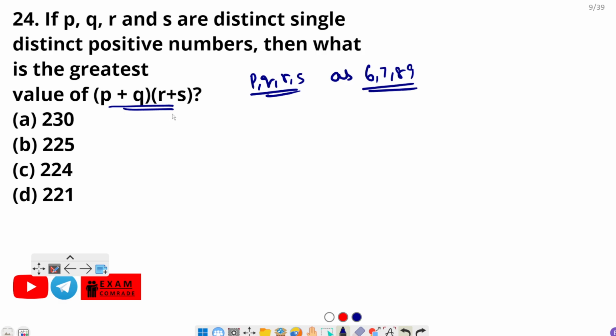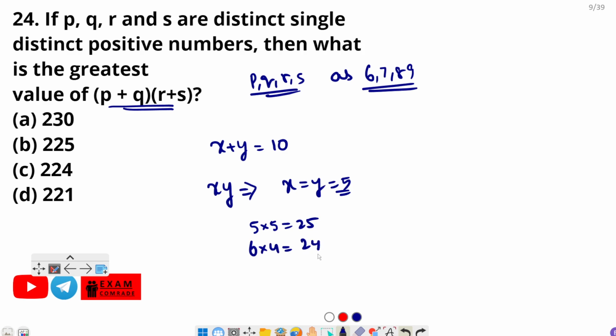If we have x plus y equal to 10 and we need to maximize the value of x into y, what we do is take x equal to y equal to 5. Let's check: 5 into 5 is 25, whereas 6 into 4 is 24, 7 into 3 is 21, 2 into 8 is 16. So the maximum value is when x is equal to y.